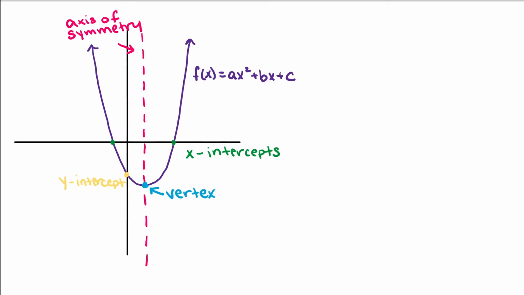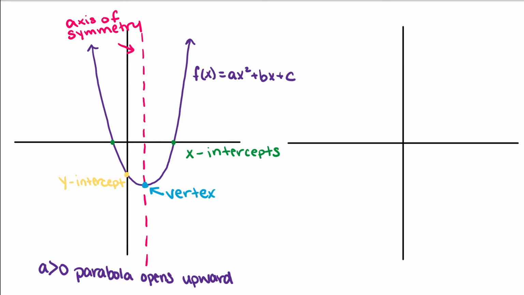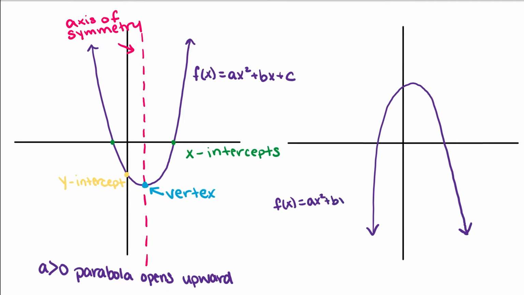In this case, our parabola opens upward. This means our a term is greater than 0. Anytime our a term is greater than 0, we know our parabola opens upward. So let's look at the case where a is less than 0. When our parabola opens downward, we still identify the same features we identified when it opens upward.